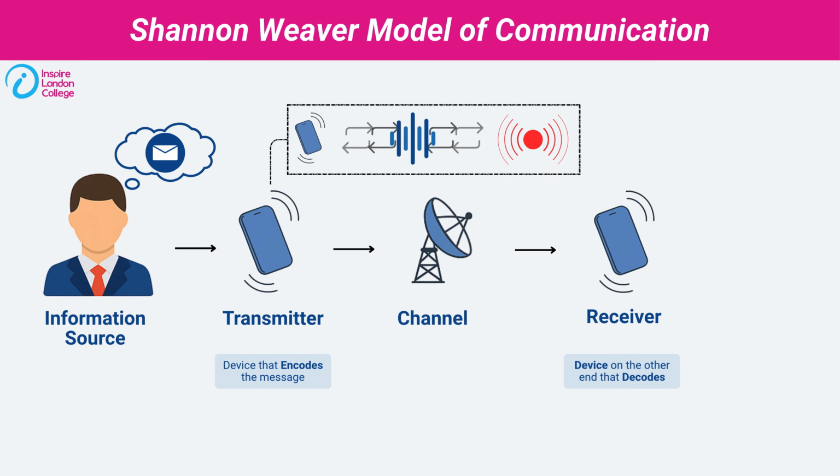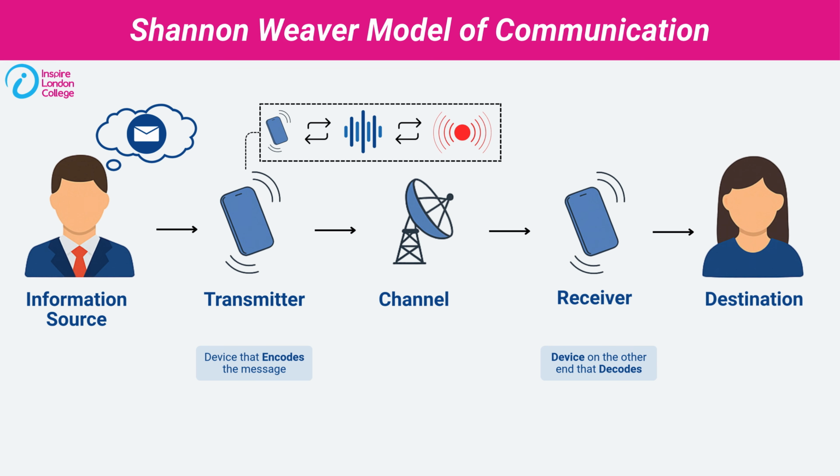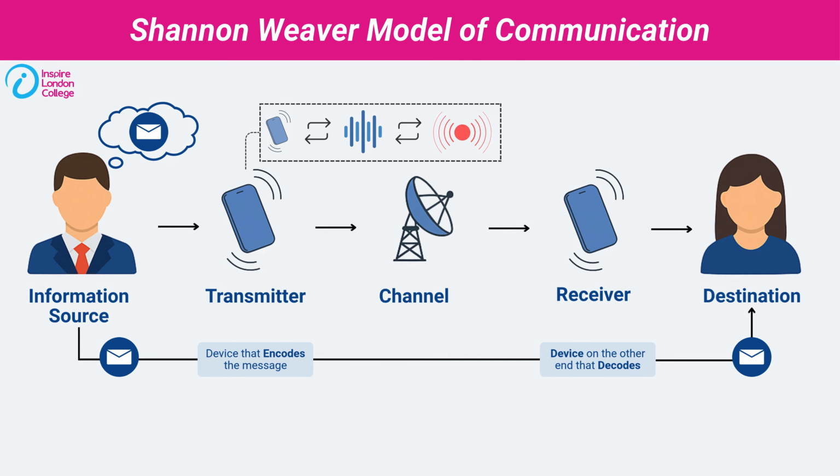Finally, the message arrives at the destination, which is the person the message was originally intended for. At this point, if the message was sent and received clearly, communication has taken place successfully.